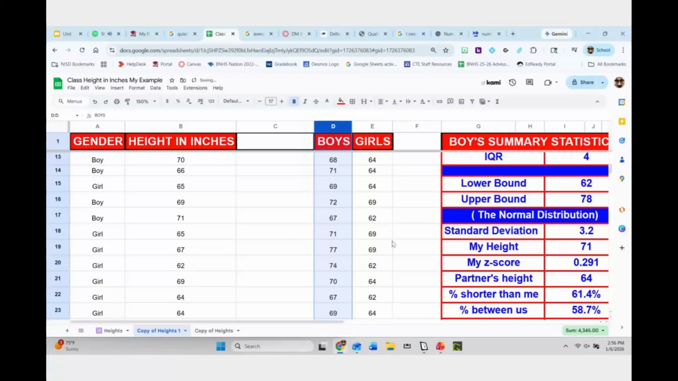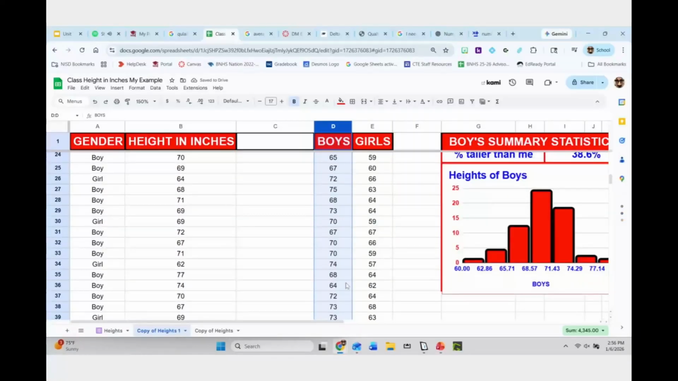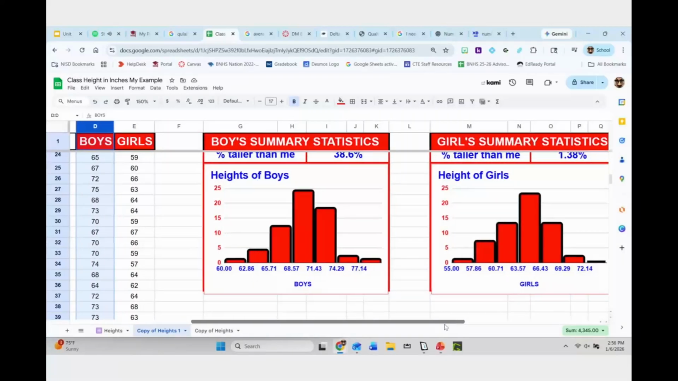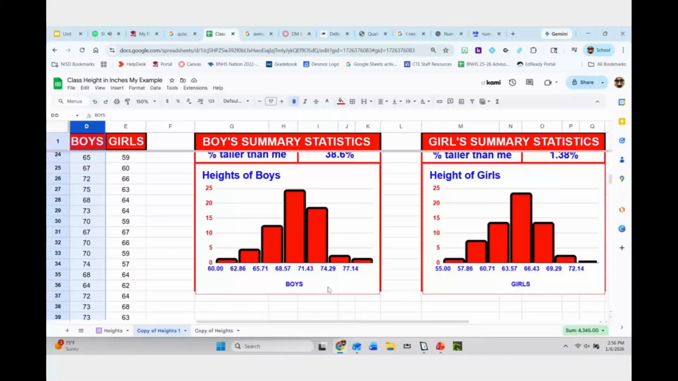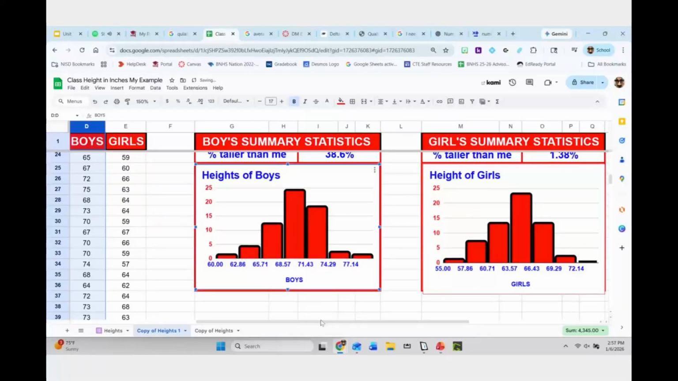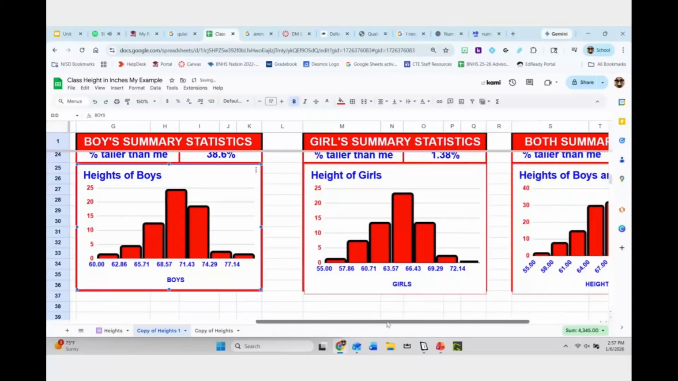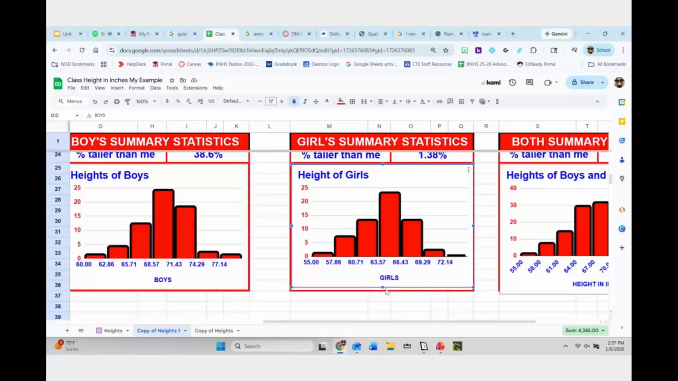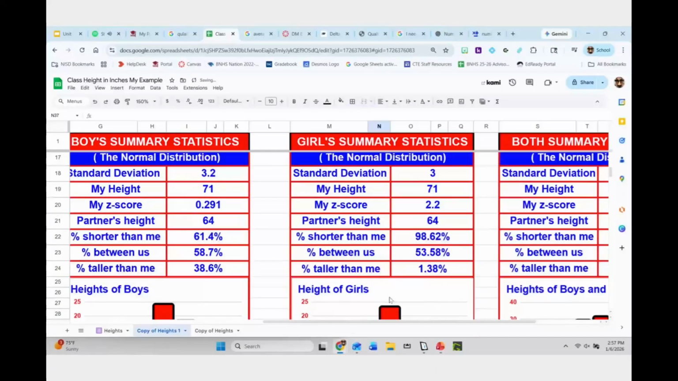Either way, you can click and drag and move these around, but I want y'all to do these for both the boys, the girls, and both combined. So here's the boys. It should look something similar to this. I made borders around everything, and I'm fixing them right now because I want them to be thicker around that. So we can click and drag.